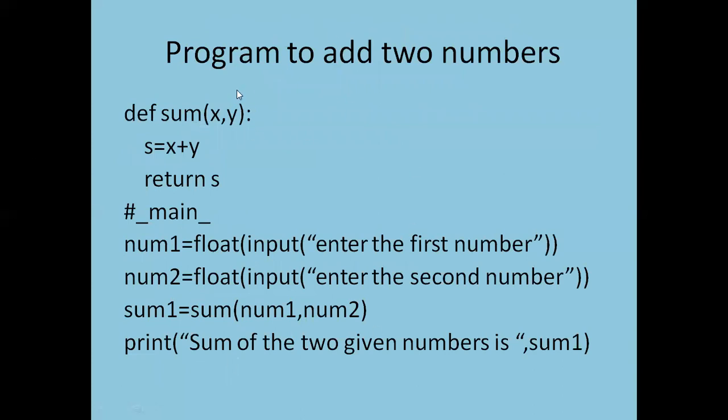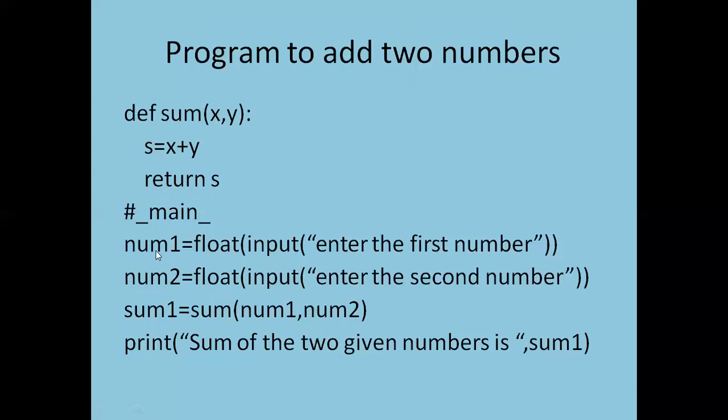Now to write an example program to add two numbers, suppose this is my program. I've written my function name as sum, and I want to add two numbers. So I will be passing two numbers x and y here, and s is equal to x plus y, and return s. That means my function sum will perform an addition of whatever arguments or variables are passed, store that in s, and return it. Now this is the end of my function sum, and it doesn't perform any calculation unless it is called from somewhere else.